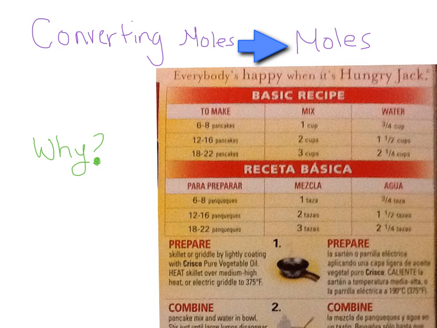Today we're going to talk about how to convert between different molar quantities. For example, let's say you wanted to bake chocolate chip pancakes, and you look at the box. The mix tells you that to make 6 to 8 pancakes you need 1 cup of mix and 3/4 cup of water. If you want to adjust the amount of pancakes that you're making, you just have to adjust the mix and the water.